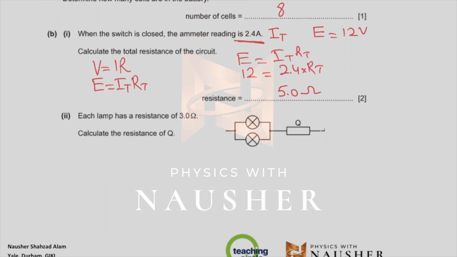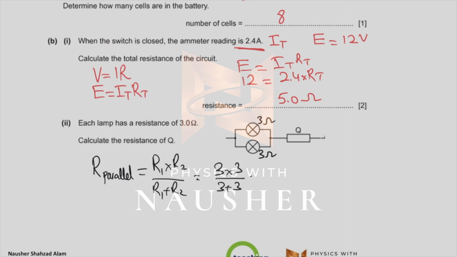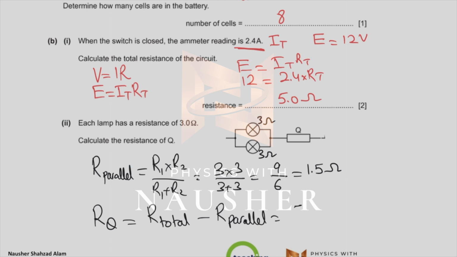Now in the next part, they say each lamp has a resistance of 3 ohms. So both of these lamps have resistance of 3 ohms. The resistance of the entire parallel combination is going to be R1 into R2 over R1 plus R2. This is a shortcut which you must remember. So 3 into 3 over 3 plus 3 will give you the total resistance of this parallel combination, which is 9 over 6, 1.5 ohms. अब ये जो total resistance थी इस पूरी चीज़ की that was 5. So if they're asking to find the resistance of Q, you can just do the total resistance minus the resistance of the parallel combination, which was 1.5. So that's 5 minus 1.5, which is going to be 3.5 ohms.